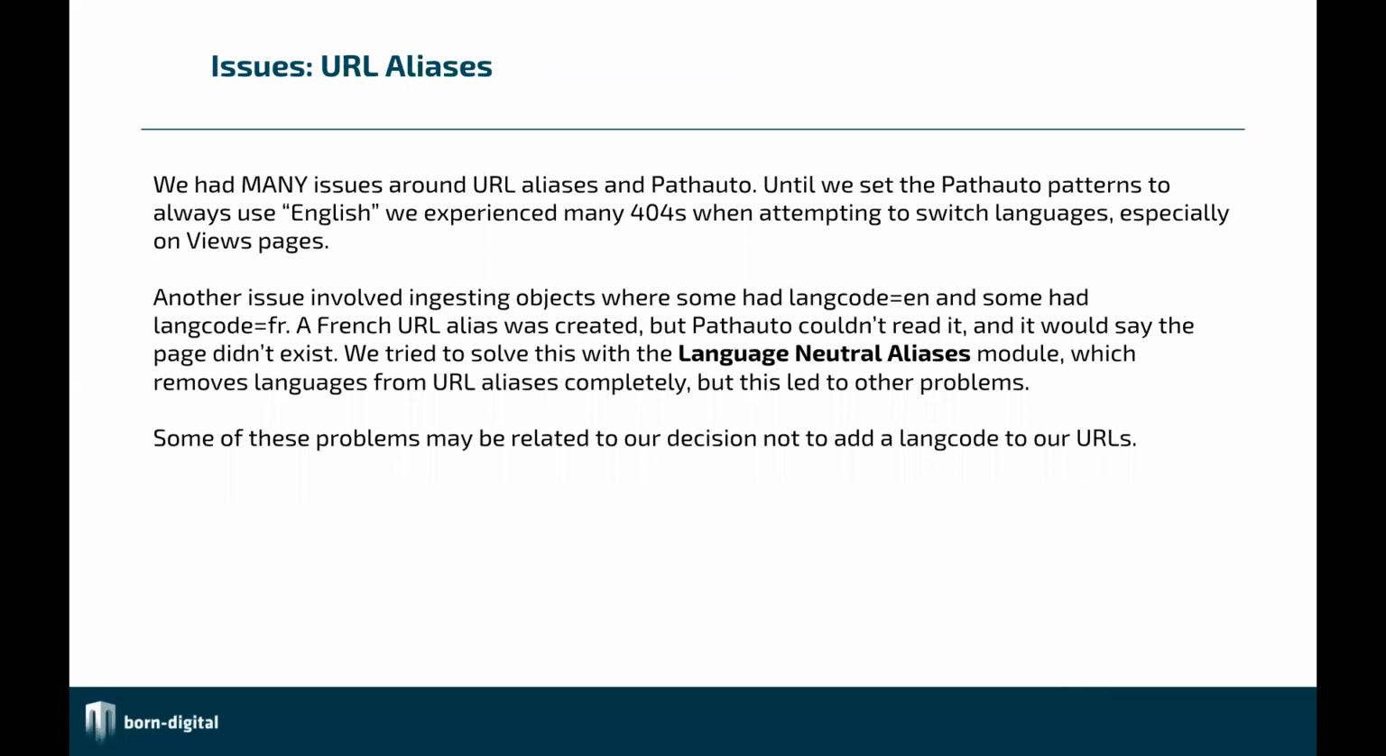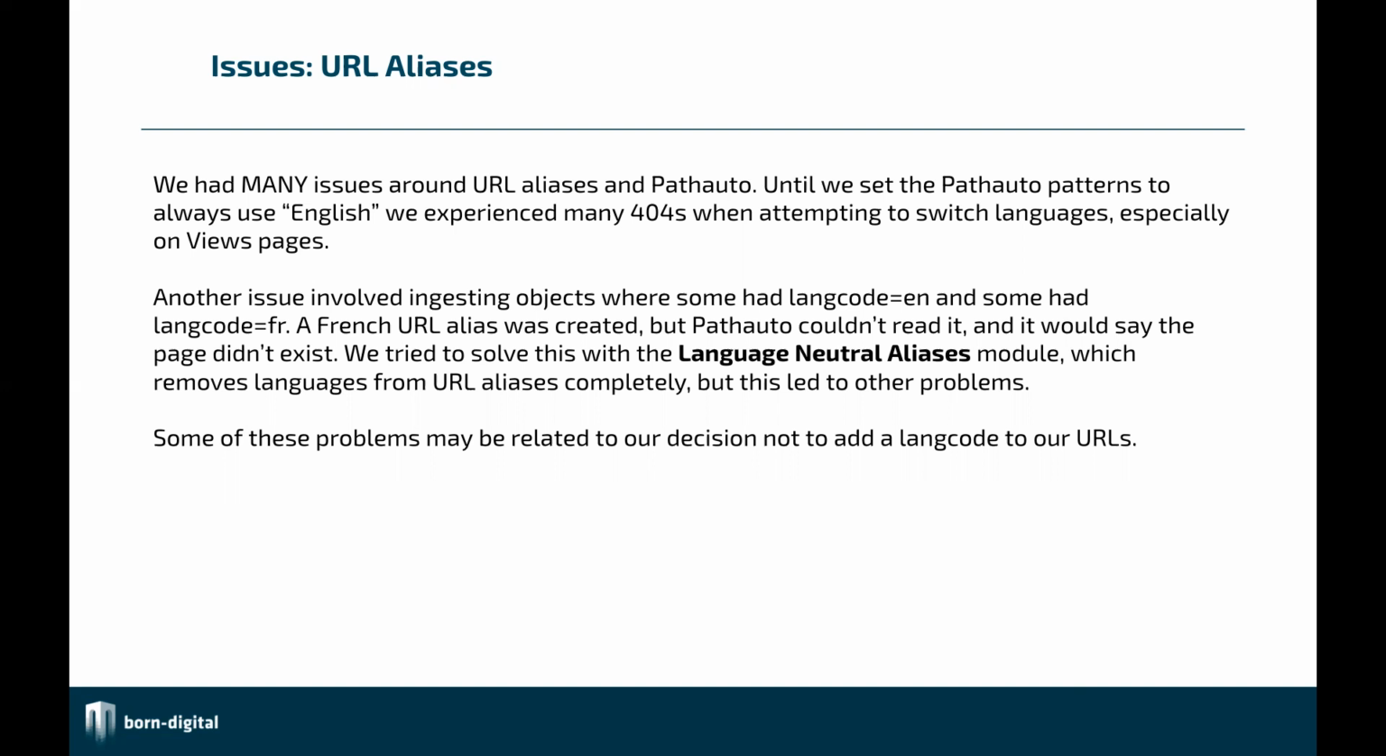URL aliases, as Don mentioned, were a big headache for us at first. When we were ingesting objects that were in two languages, some had an English language code and some had French, it would create a French alias for the French objects, and then Pathauto got confused. So we did use the language neutral aliases module, which basically removes any language from the URL aliases, but we ran into some other problems with that, so we're not currently using that on our sites right now.